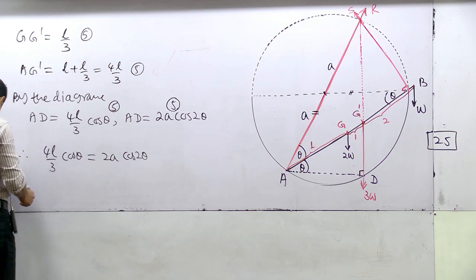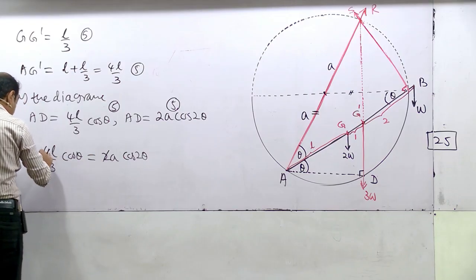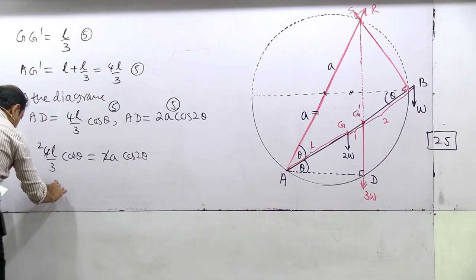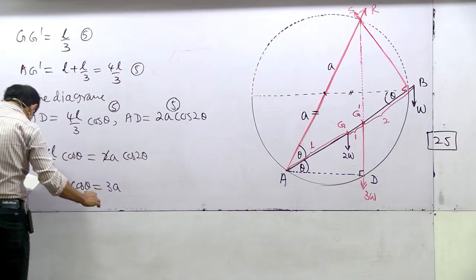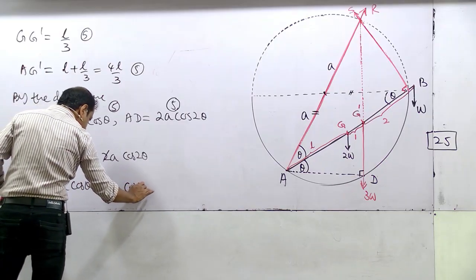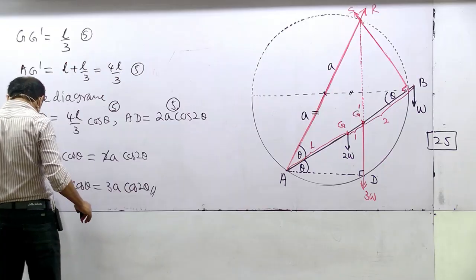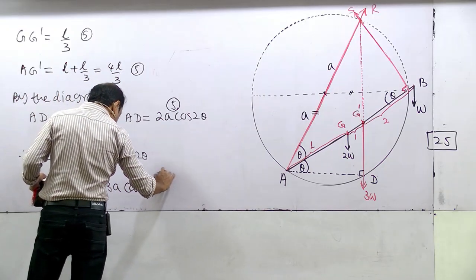Then cancel down this and this by 2. 2L cos theta is equal to 3A cos 2 theta. Okay, right. For this answer, we get 10 marks.